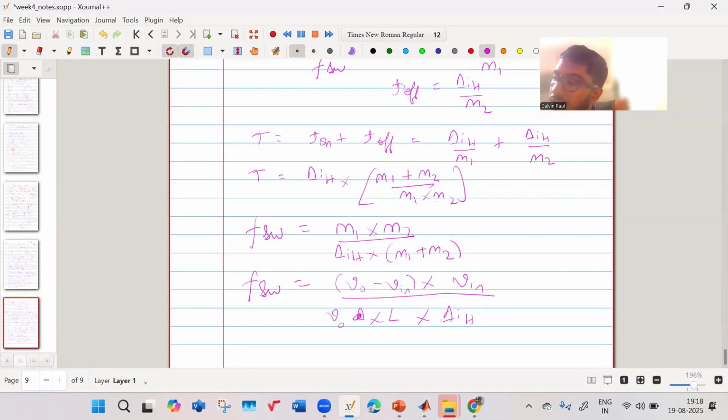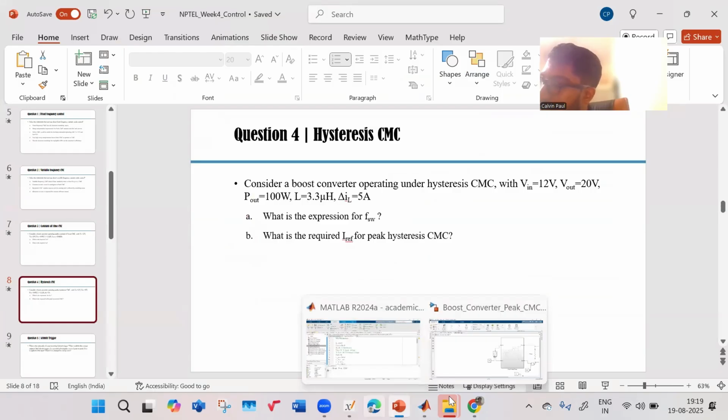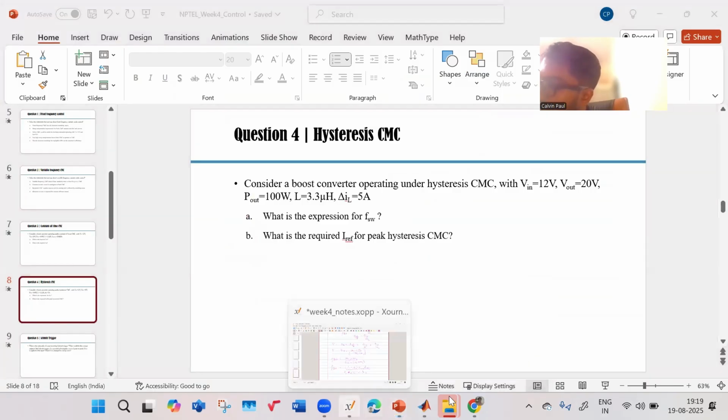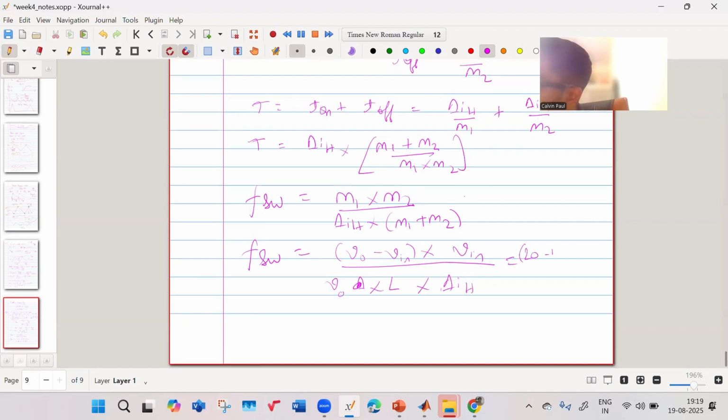Now, let us go to our question. Here we are given Vin is 12, V output is 20, inductance is 3.3 microhenry, and delta IL is 5 ampere. So now we have to calculate. What do we have? This is (20 minus 12) into 12, V output is 20, into L which is 3.3 microhenry, and your delta IH is 5 ampere. So how much is your FSW?